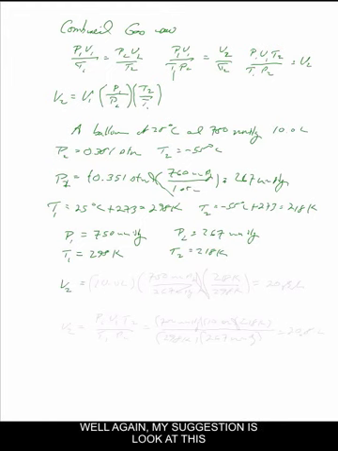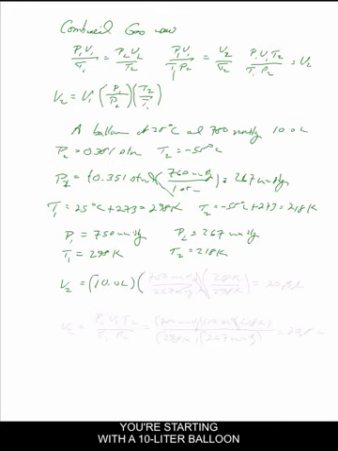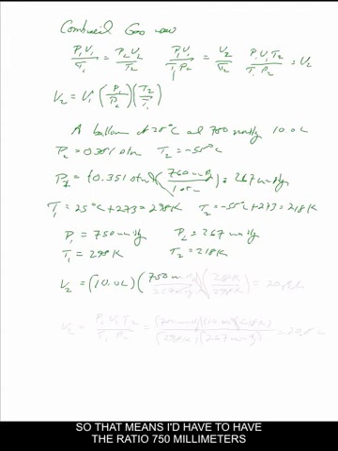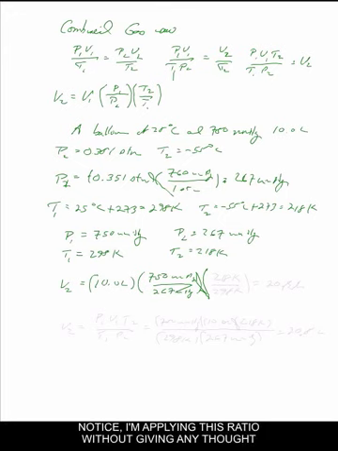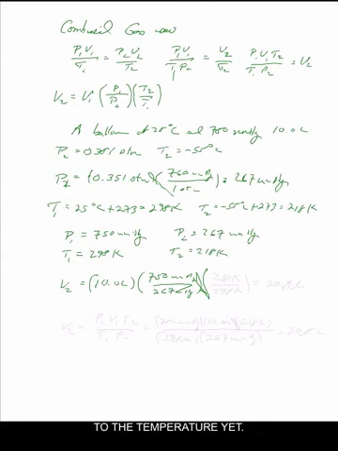Well, again, my suggestion is look at this in an intuitive way. You're starting with a 10-liter balloon. I'm cutting the pressure. What happens when you reduce the pressure of something? Doesn't it get bigger? Of course it does. So that means I'd have to have the ratio 750 millimeters of mercury over 267 millimeters. If I set the ratio the other way around, that 267 over 750 would be less than 1, and less than 1 times 10 makes a smaller volume. That doesn't make any sense. Notice I'm applying this ratio without giving any thought to the temperature yet. It's a separate issue about temperature.